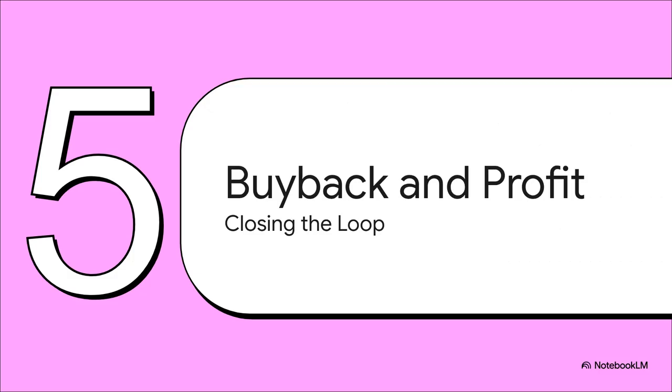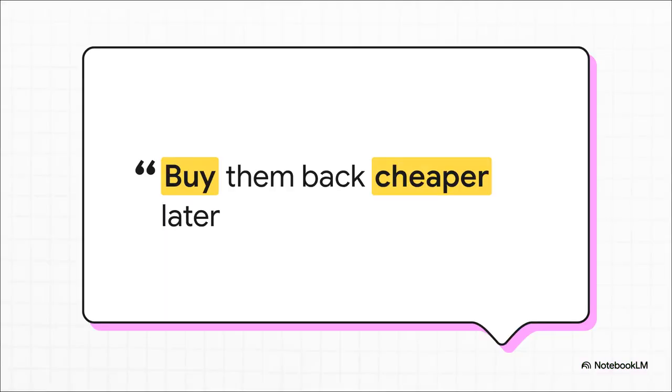Section 5. The buyback and the profit. Closing the loop. Okay, the time for waiting is officially over. The master plan? Buy them back cheaper later. The monkey takes just a tiny fraction of his leaves, walks into the depressed market, and buys a banana at rock-bottom prices. He has successfully utilized a crash to acquire the exact same asset for a fraction of what he sold it for just days prior.